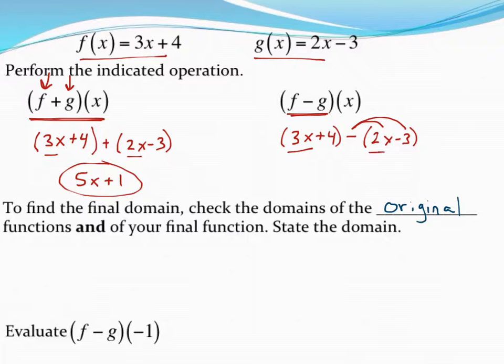So I've got 3x minus 2x, which is just 1x. And then I've got 4 minus negative 3, which works out to be plus 7. So watch out for that. So there's my new function that represents the difference of those two functions.